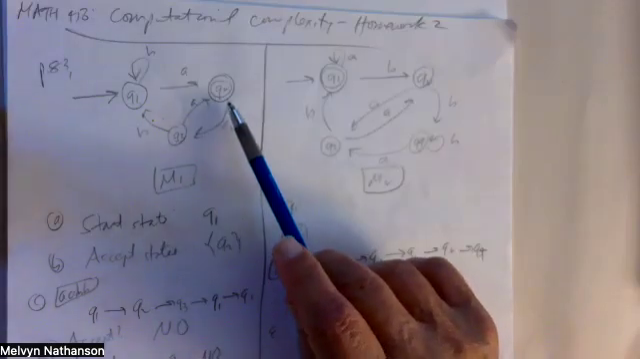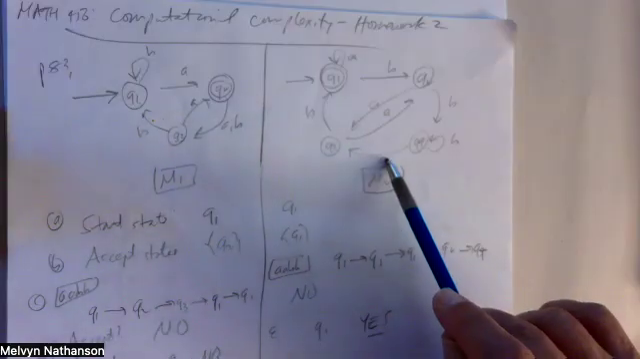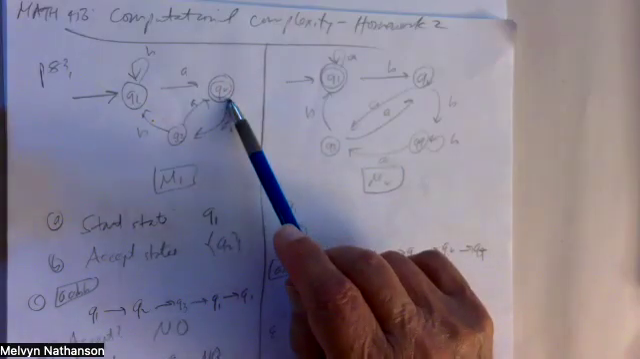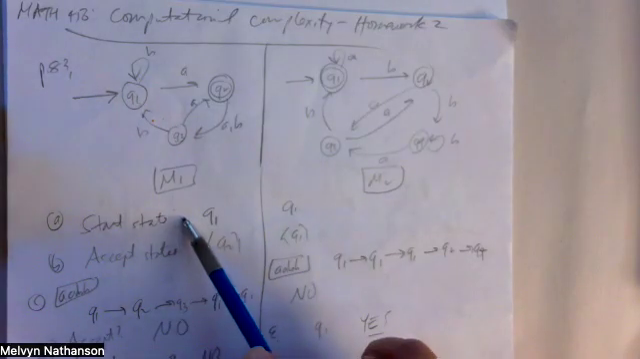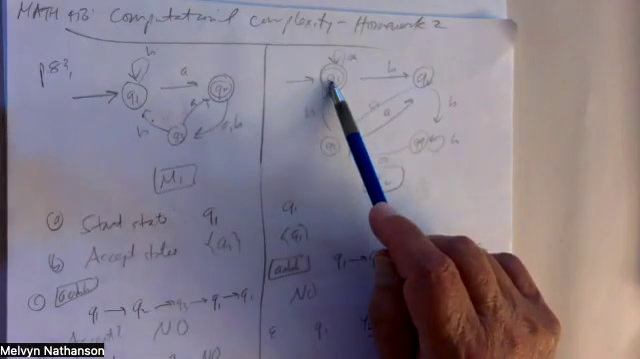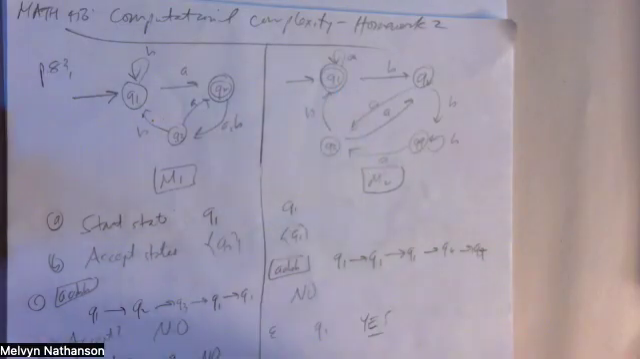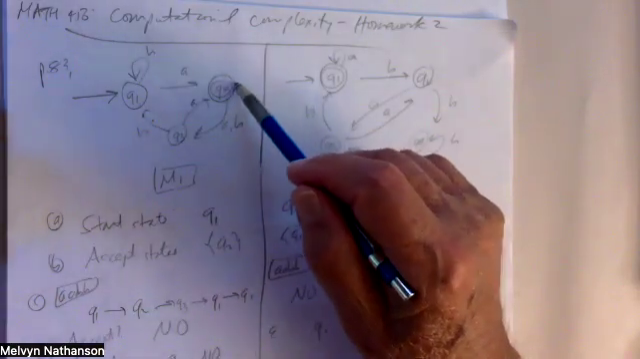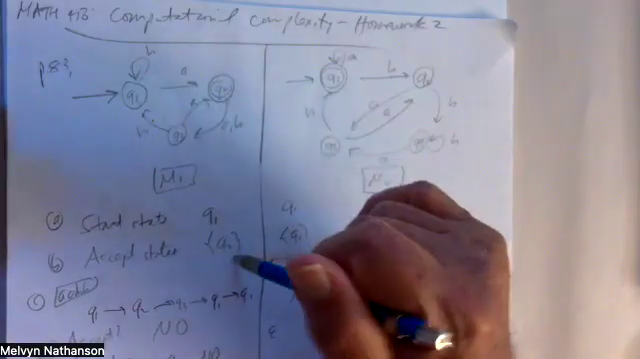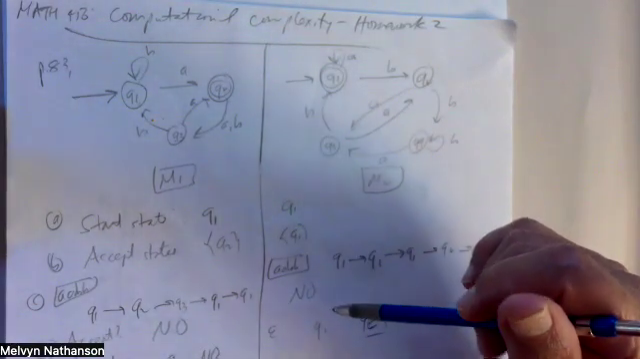So this is the machine M1, this is the machine M2. Arrow coming into Q1, that's the start state. Arrow coming into Q1 in M2, that's the start state. The accept states are the states with the double circles: Q2 for the first machine, Q1 for the second machine.